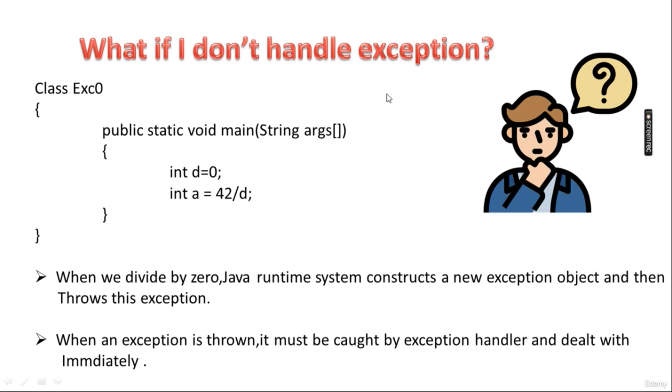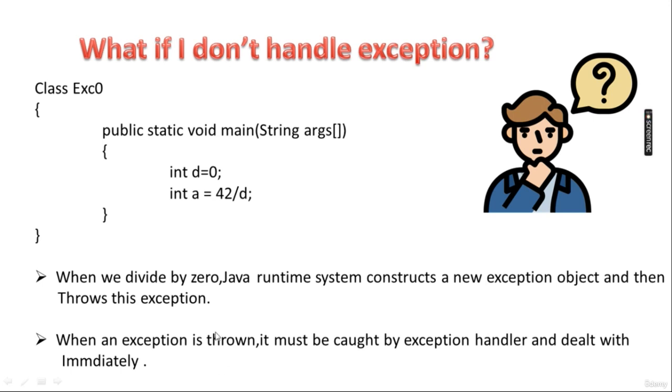What if I do not handle the exception? I don't know how to write try catch, or I don't want to handle that particular exception. What will happen with my code? We will see. Class Exception0, public static void main, in that d and 42 divided by d. This is the division by zero error. You know that, but you are not handling that particular exception.